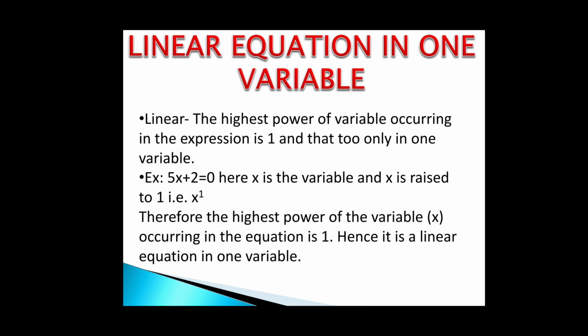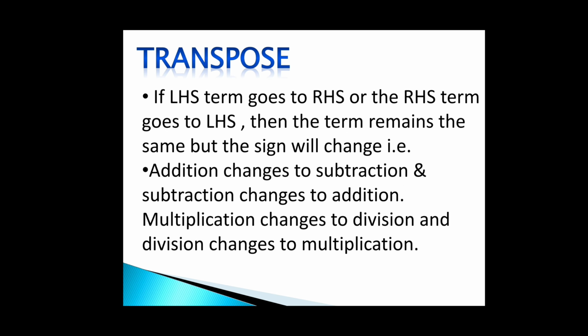Whenever I have an expression, if the highest power of the variable is 1, then I say it is a linear equation in one variable. Therefore, the highest power of the variable x occurring in the equation is 1. Hence, it is called a linear equation in one variable. Now, what do you mean by transpose?